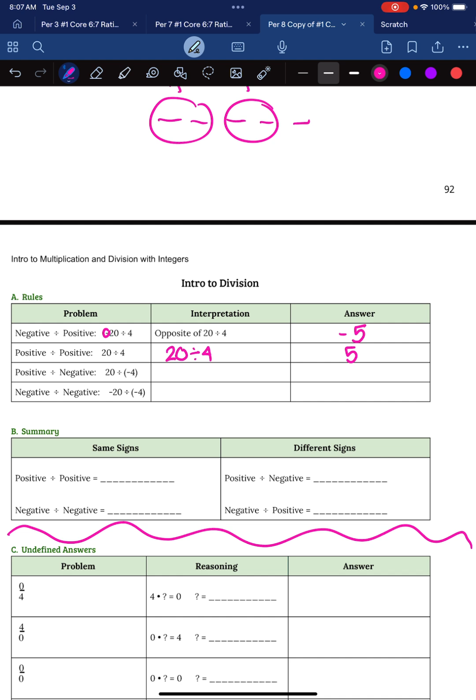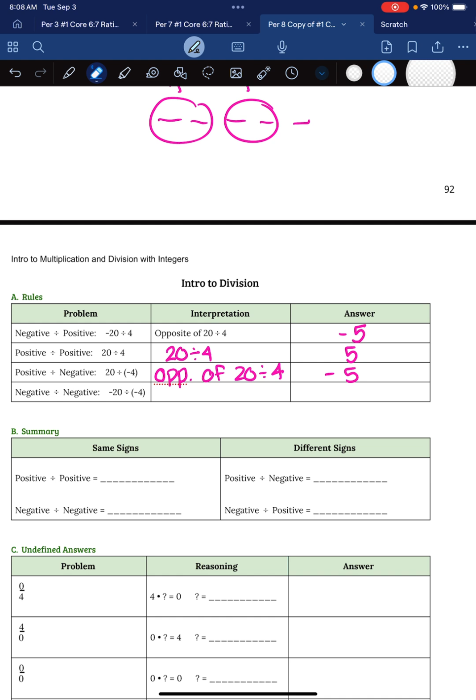All right, hopefully you are ready to check it over. In A, I have 20 divided by negative 4. This is a positive divided by a negative. I'm going to pull that opposite out in front. Opposite of 20 divided by 4. 5, and then take the opposite is negative 5.